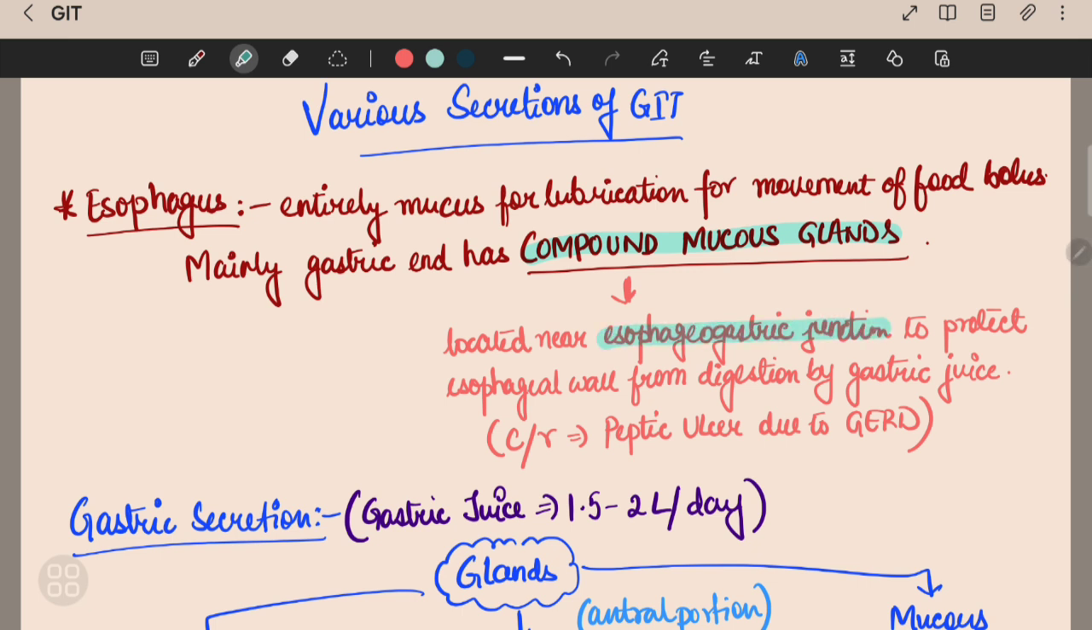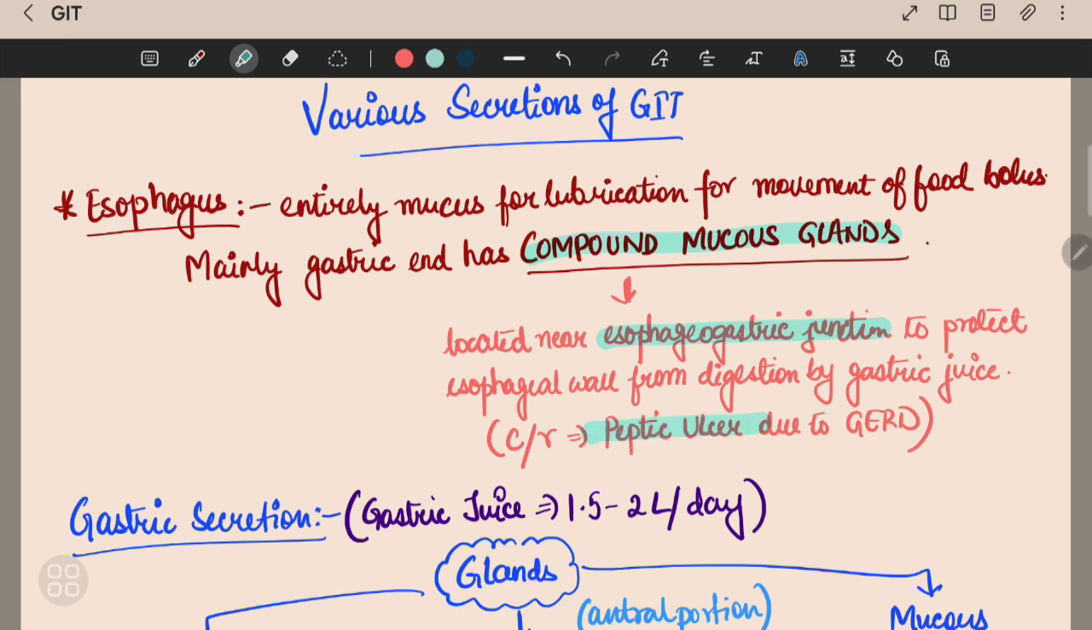The stomach has two sphincters. At the upper end, at the level of the esophagogastric junction, it has the cardiac sphincter, and at the level of the duodenum, that is the lower end, it is the pyloric end, it has the pyloric sphincter. The esophagogastric sphincter mainly protects the esophageal wall from digestion by the gastric juice. Whenever deglutition is happening, the cardiac sphincter relaxes and the food enters into the stomach. At times there can be reflux of the gastric juice, like in the case of GERD, gastroesophageal reflux disease, where there is peptic ulcer formation in the esophagus.